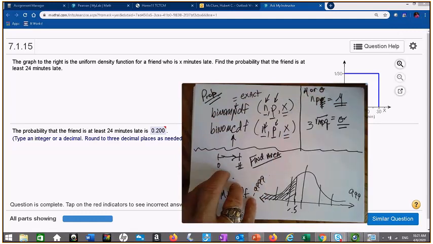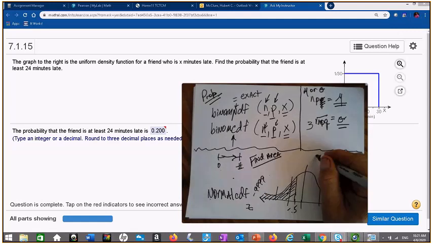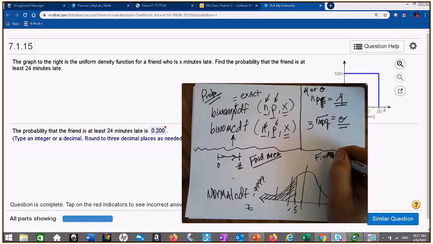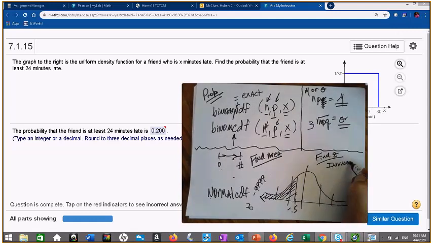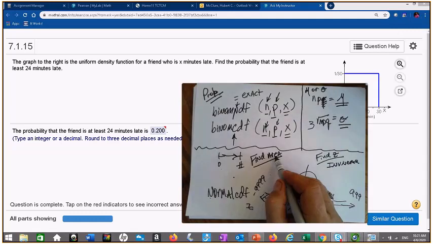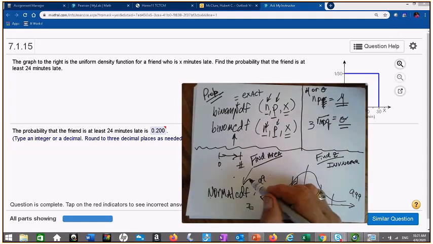It'll say either one. Find the z-score for the area, you use inverse norm. If you have to find the z-score given the area, then you use inverse norm. If it says find the area given the z-score, you use normal CDF.